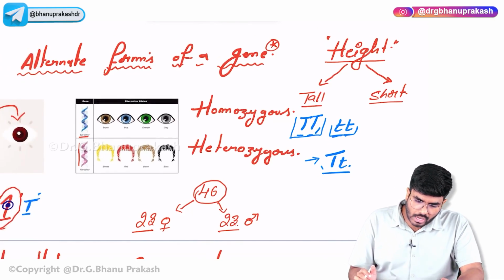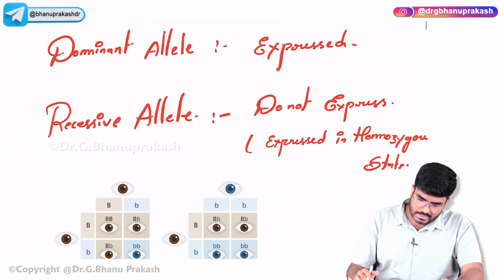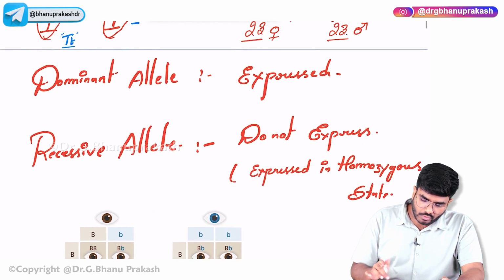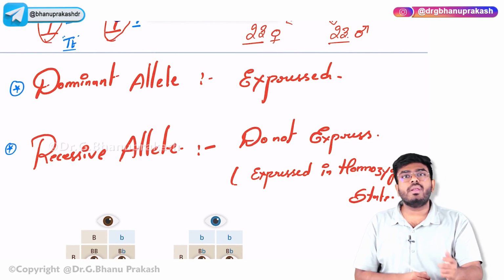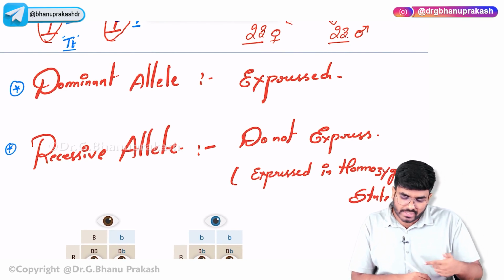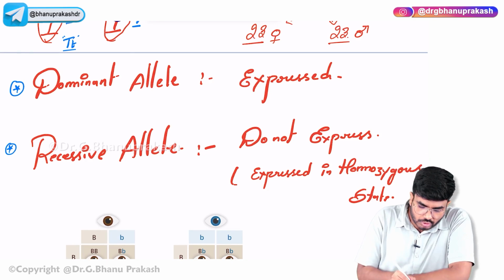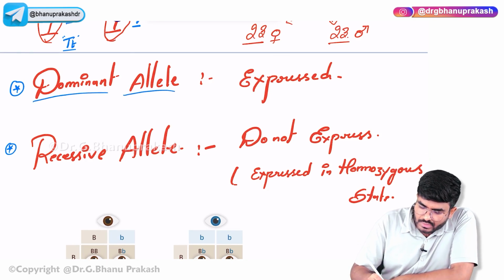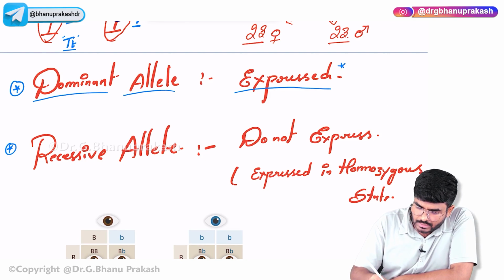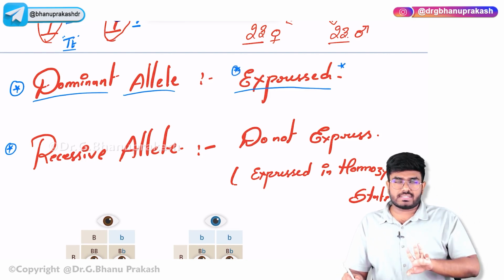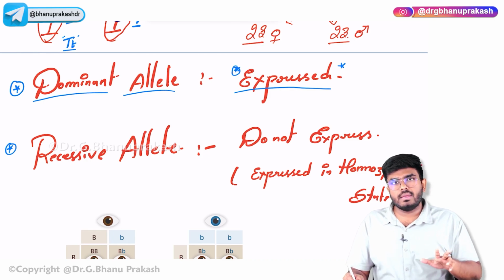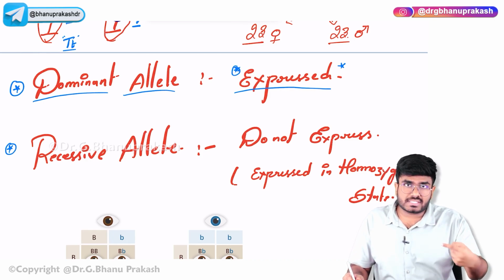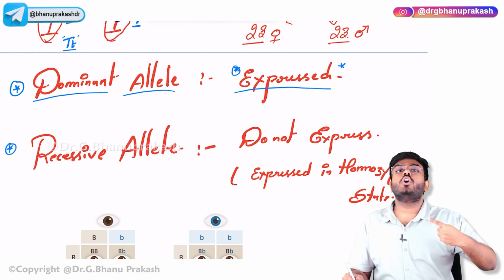Okay, now after this, let's discuss what is the dominant allele and what is the recessive allele. What exactly is the dominant allele and what exactly is the recessive allele. Okay, so dominant allele means which is expressed. See, always there are two alleles. In a person there are two alleles present. Which allele is expressed, that is called dominant.